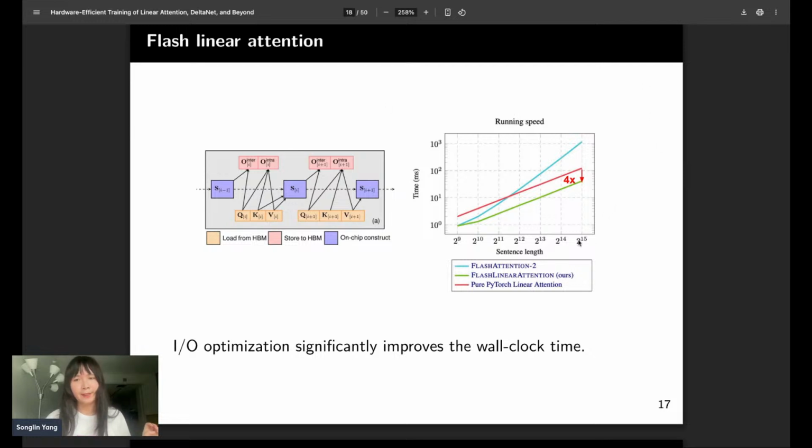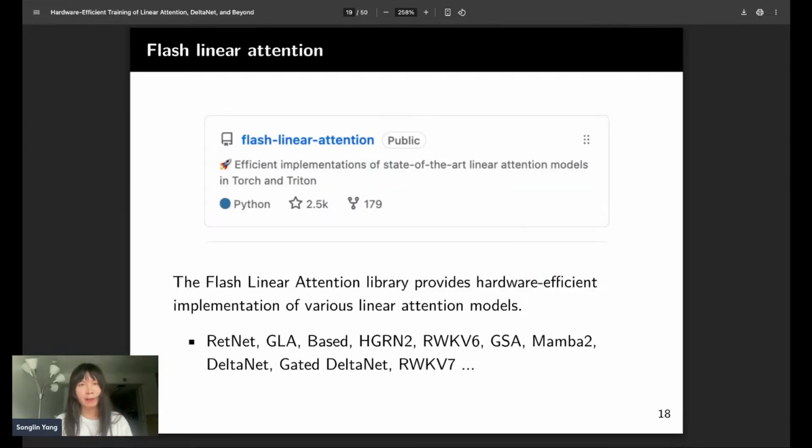And in practice, this kernel fusion can lead to a significant speedup on modern hardware like GPUs. It can give you about 4 times speedup compared to the PyTorch implementation. We also have an open source library called Flash Linear Attention, and in this library, we provide lots of implementations of different linear attention mechanisms, like RetNet, GLA, RWKV, stuff like that.